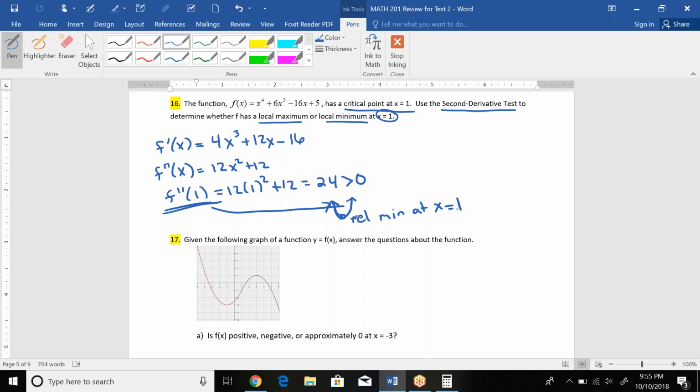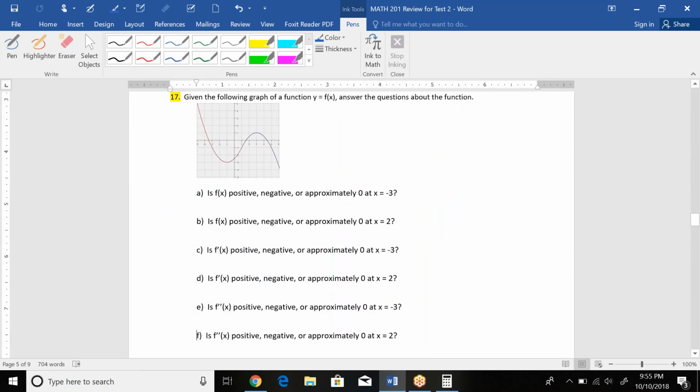Okay, so let's look at 17. This is the one like we did in class on our notes. It says, given the following graph of a function, y equals f of x, answer the questions about the function.